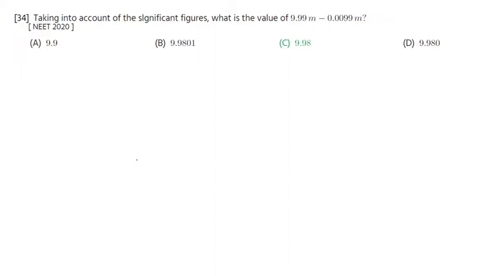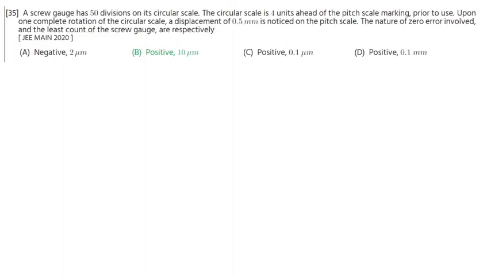Now see the next question. Taking into account the number of significant figures, what is the value of 9.99 minus 0.0099? It will be 3 significant figures. See the options. In any option we are not observing 3 significant figures, and it is visible only in option C, that is 9.98.